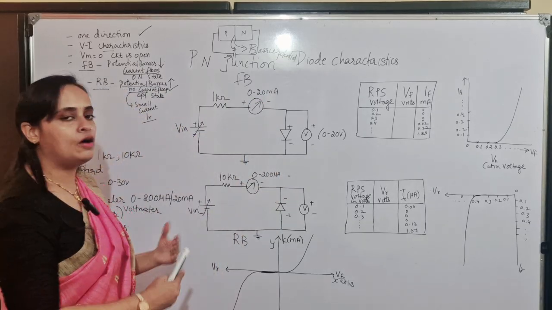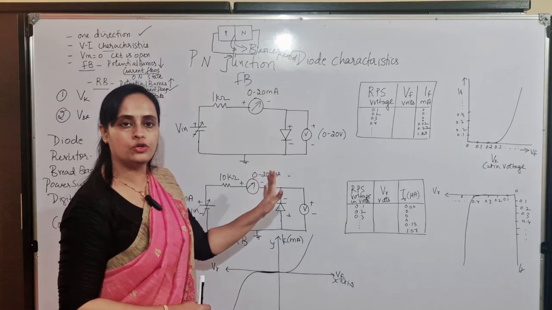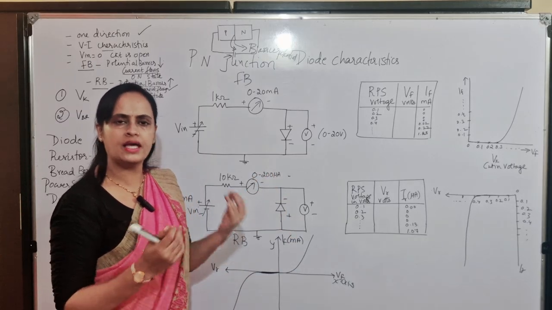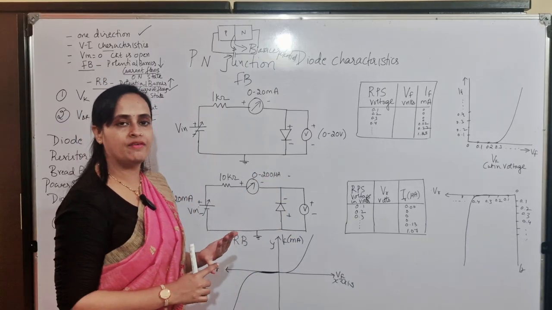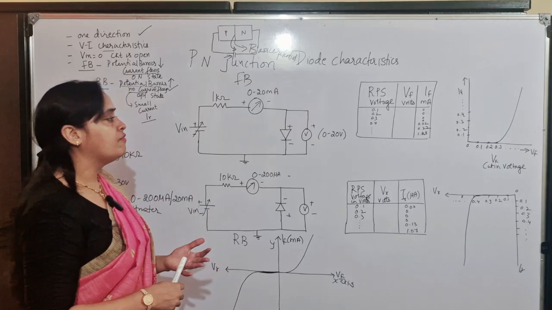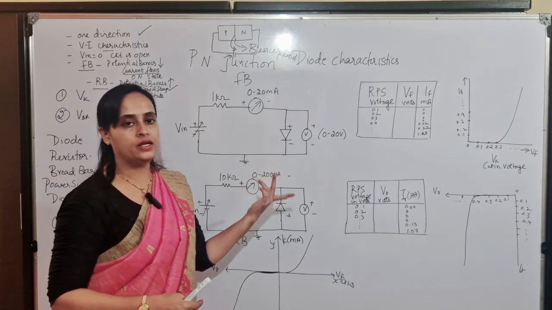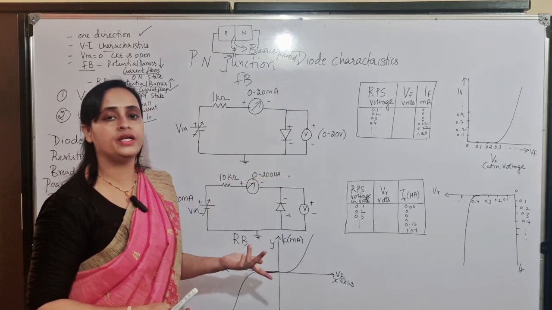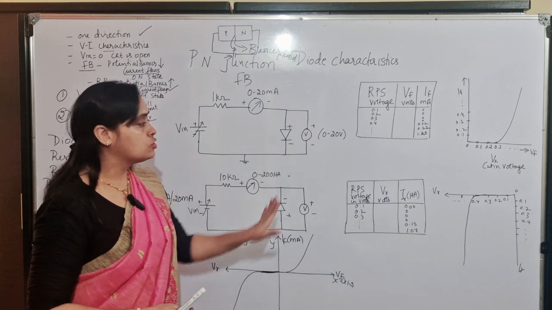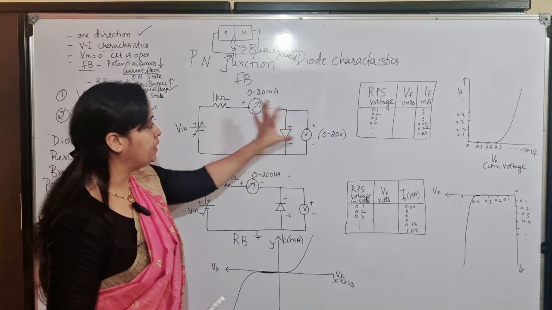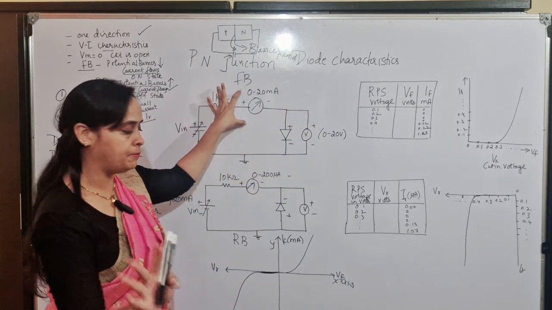Now if you don't have voltmeter and ammeter, you are going to use what? Multimeter. Same way, multimeter also will be having a red and black, where black will indicate the negative and red is positive. So this voltmeter and ammeter can be replaced by a multimeter also.